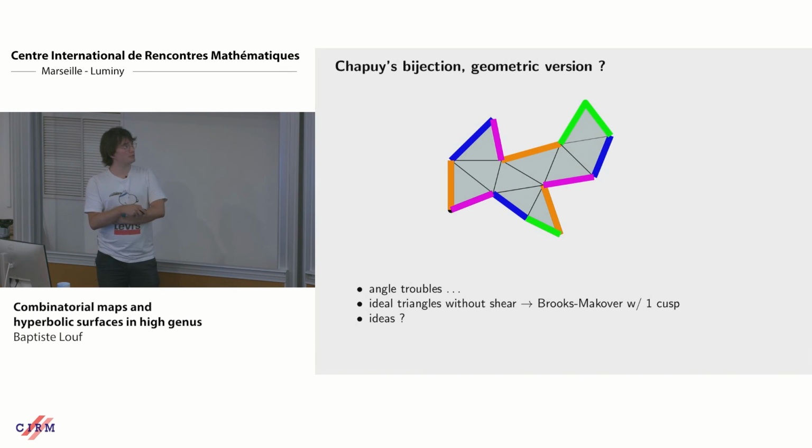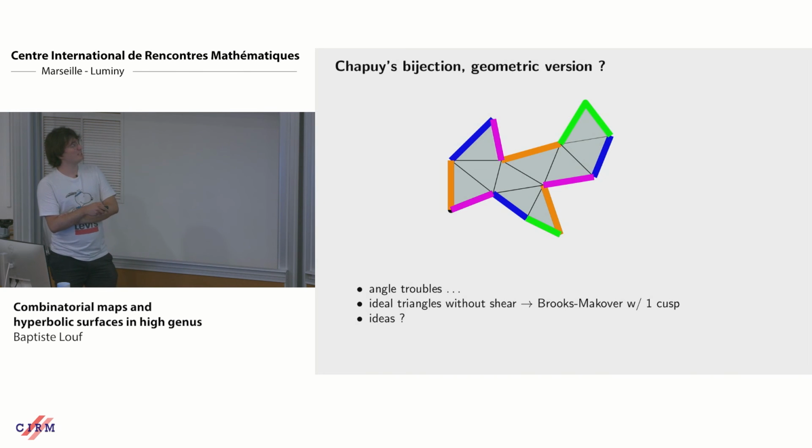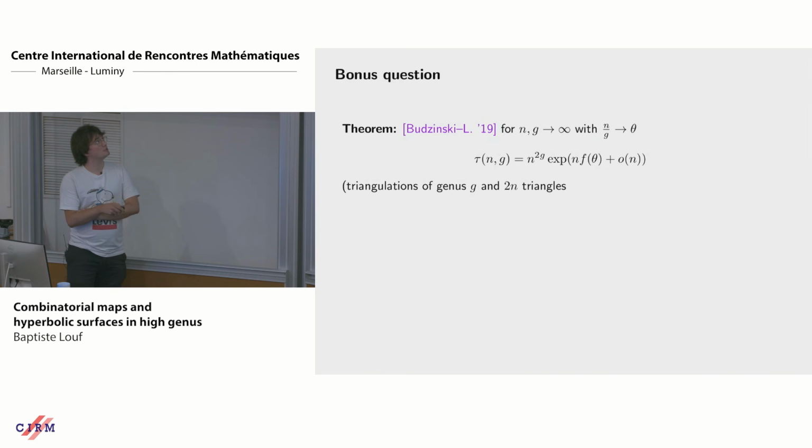This was probability. Now I just want to tell you a little bit about enumeration. Just a bonus question before we go. So with Thomas, we proved this asymptotic expansion of the number of triangulations of genus g and 2n triangles. So it goes like n over 2g, n to the 2g, times a certain exponential with a certain function.